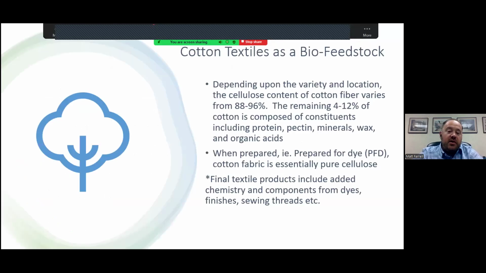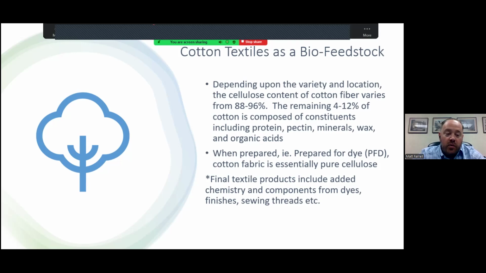So if we start talking specifically about cotton-based feedstock, depending on who you ask, what time of the day it is, if the stars are aligned, you're going to get slightly varying information. But generally, the thing to understand here is that the cellulose content in cotton fiber is going to be somewhere from the high 80s to the mid 90s. And then the rest is just small percentages of things like protein and pectins and minerals, waxes, and other organics.